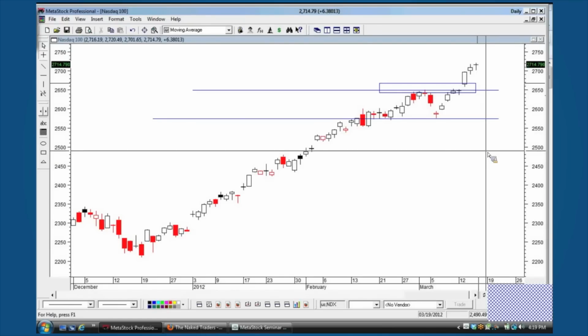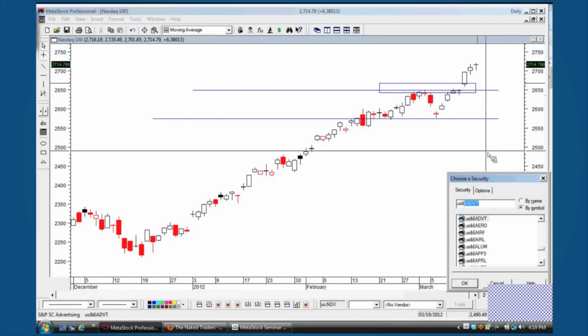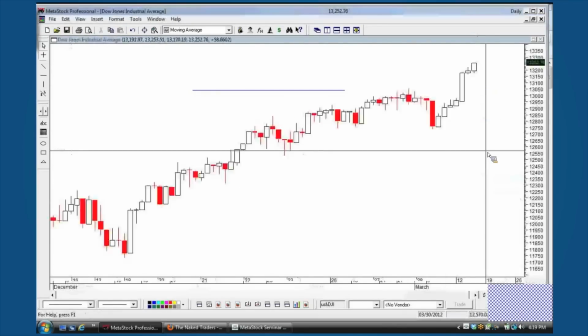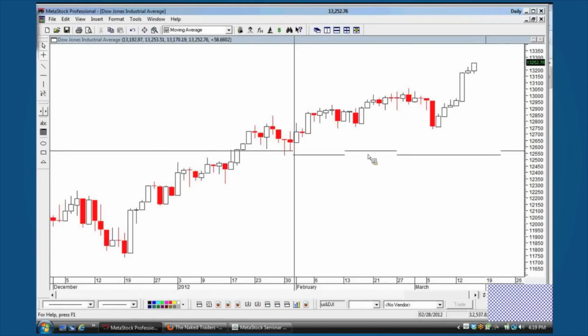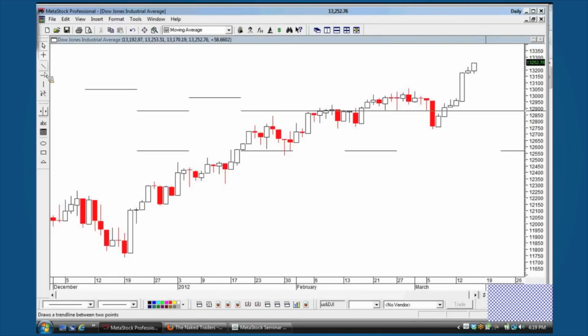So we can take a look now. Let's pull up the Dow Jones and see what the Dow Jones is doing. So you see what I'm saying? You start to see some strength. You start to see some strength from the marketplace. And you get that by mapping this out ahead of time.